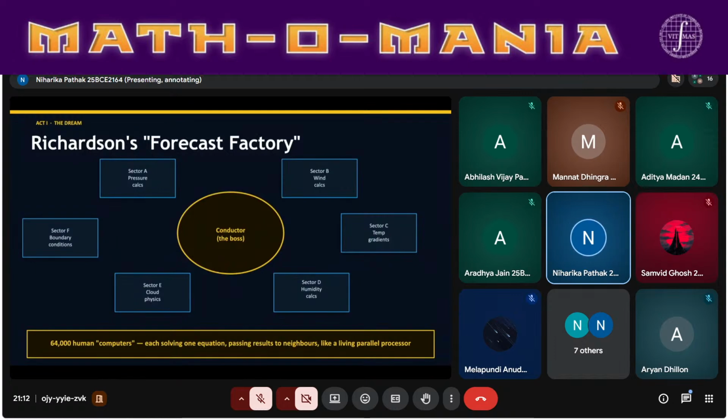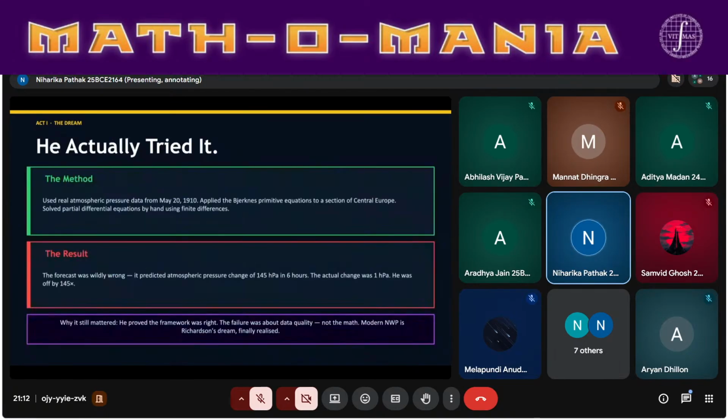Actually took him 6 weeks of calculation for just a 24-hour forecast. And he didn't actually just imagine it, he tried it. He took real atmospheric pressure data from May 20th, 1910. He applied the equations to a section of Central Europe and he spent months working through that maths.